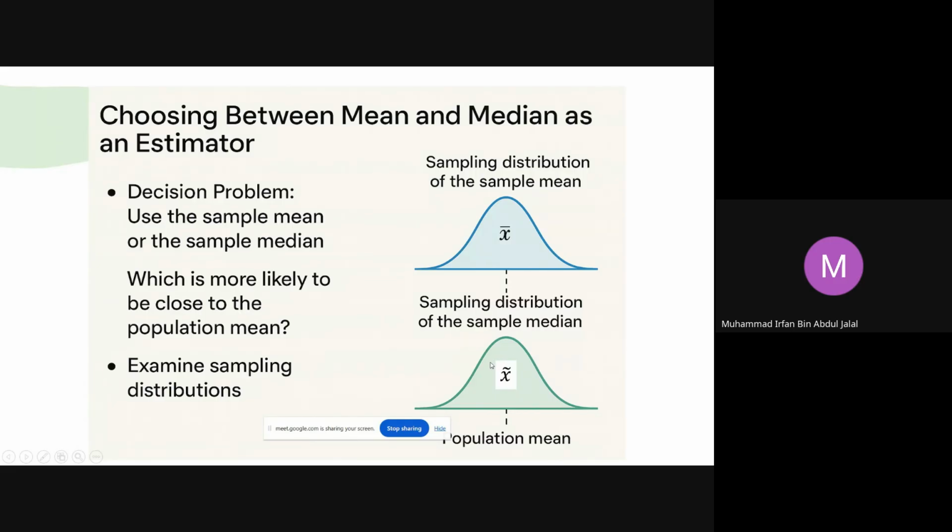or the sample medians here will be the better estimator of the population mean of blood pressure, for example. So in this case, which is more likely to be close to the population mean? Is it the sample mean or the sample median? As a result, we need to examine the sampling distributions of the mean and the median. This is the decision problem.